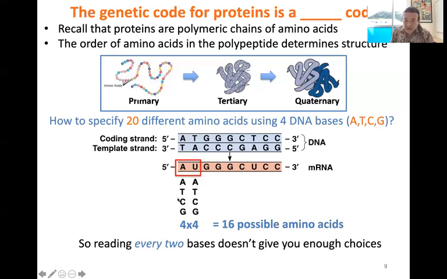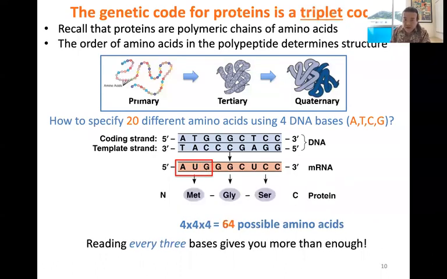So in this first position here, that happens to be an A, you can have 1 of 4 choices. In the second position, that's a uracil, it could be 1 of 4 choices. So that would be 4 times 4. No, that's not enough, because 4 times 4 means you could only code for 16 different possible amino acids. And we know that we need to code for 20. So every 2 bases doesn't give you enough choices.